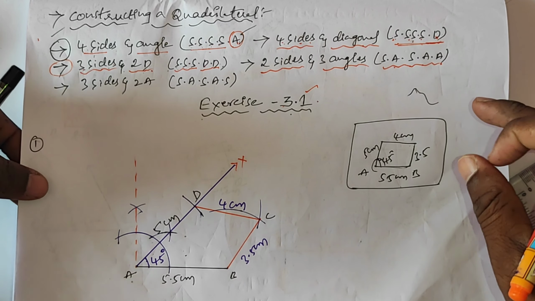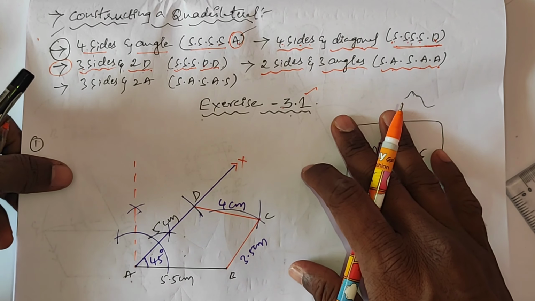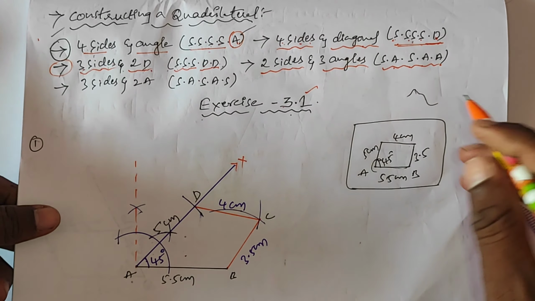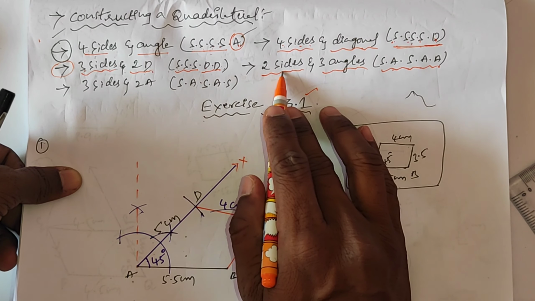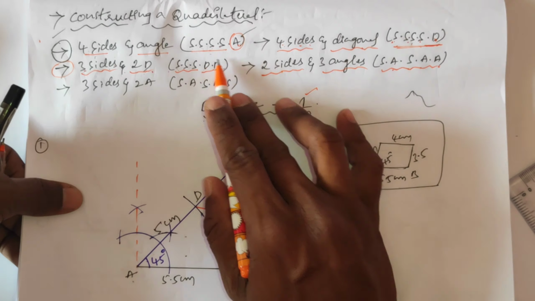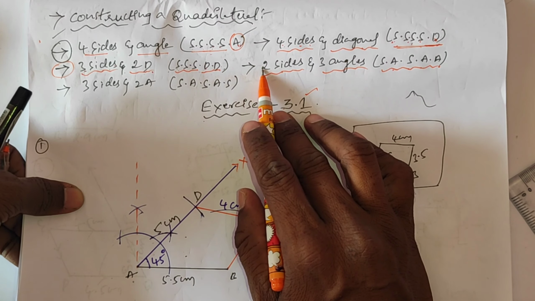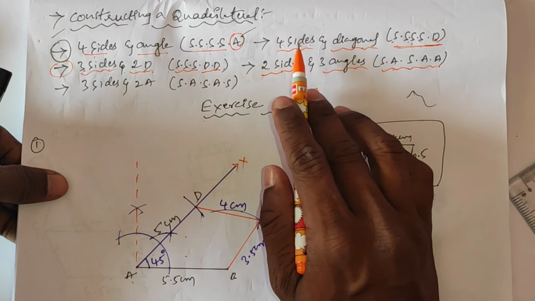We have successfully completed 4 exercises in construction of quadrilaterals, right? So first one 3.1, 3.2, 3.3 as well as 3.4. If you missed these 4 classes, I have given the link in the description, you can check that one.